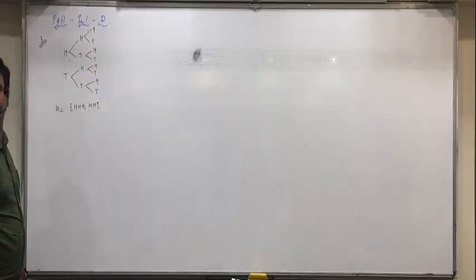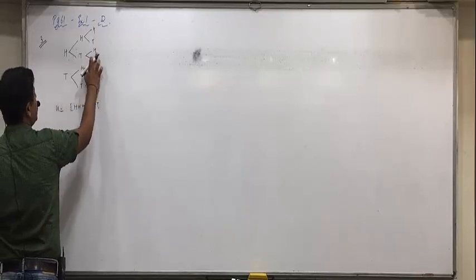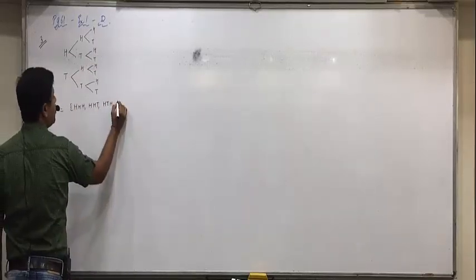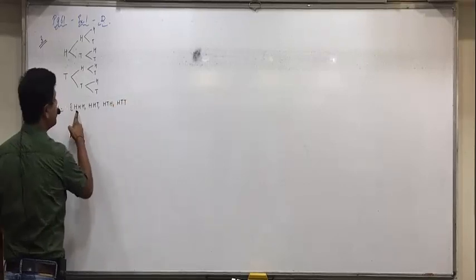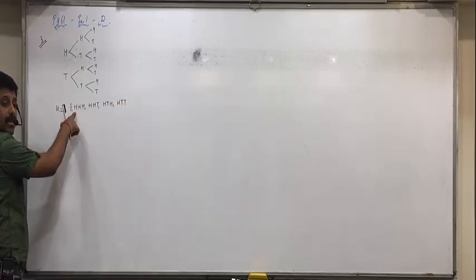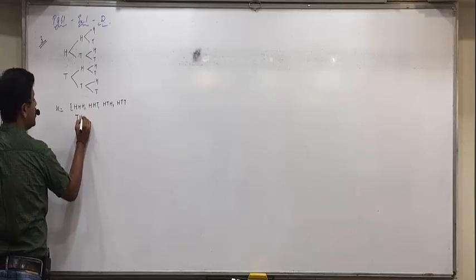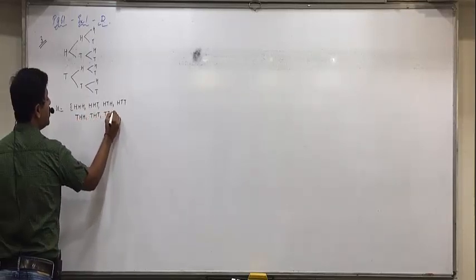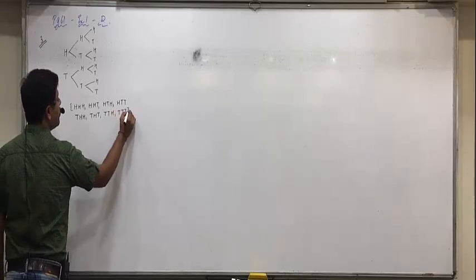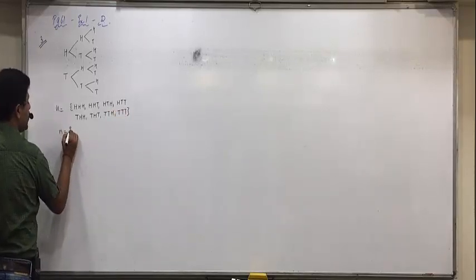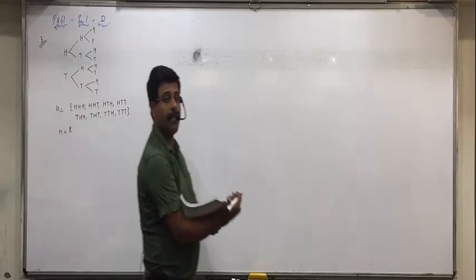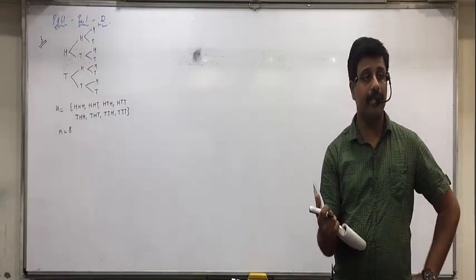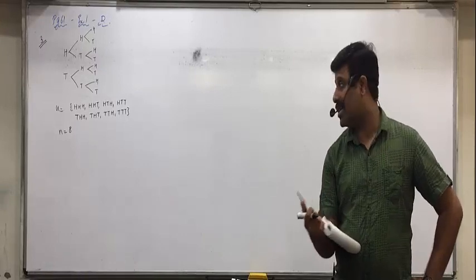H T H, H T T. Then I told you, replace the first letter with T. So T H H, T H T, T T H, T T T. N is equal to 8. Understood this, everyone? Anyone who is not clear with it?